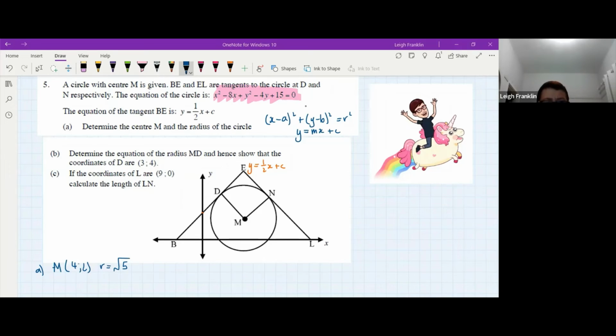Second question. Determine the equation of radius MD and hence show that the coordinates of D are (3, 4). We should be able to find the equation of radius MD without any help. I will then show you how to show that the coordinates of D are (3, 4). You have to pretend that you don't know that. You can't sub that information in, because then you're not proving, you're verifying. But certainly the first part, determine the equation of radius MD, you can do that as well. Once you've got it, you can pop it in the chat.